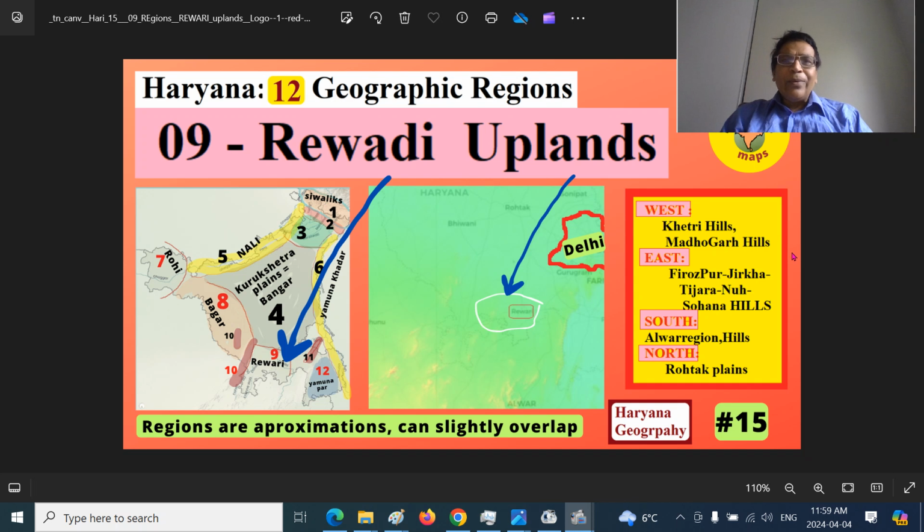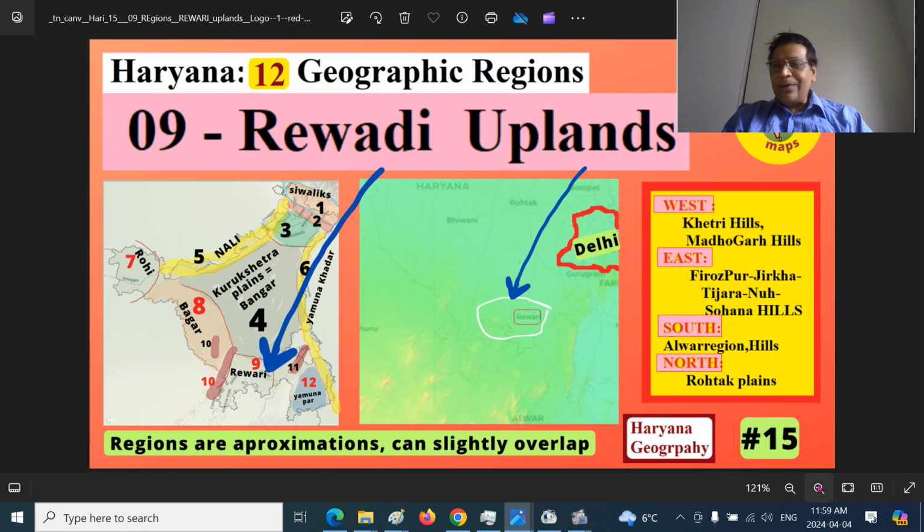Rewari Uplands, a prominent town, now it's a district headquarter also. So how to remember the borders of this is very easy. You need not memorize them. This one I highlighted, the Rewari Uplands.